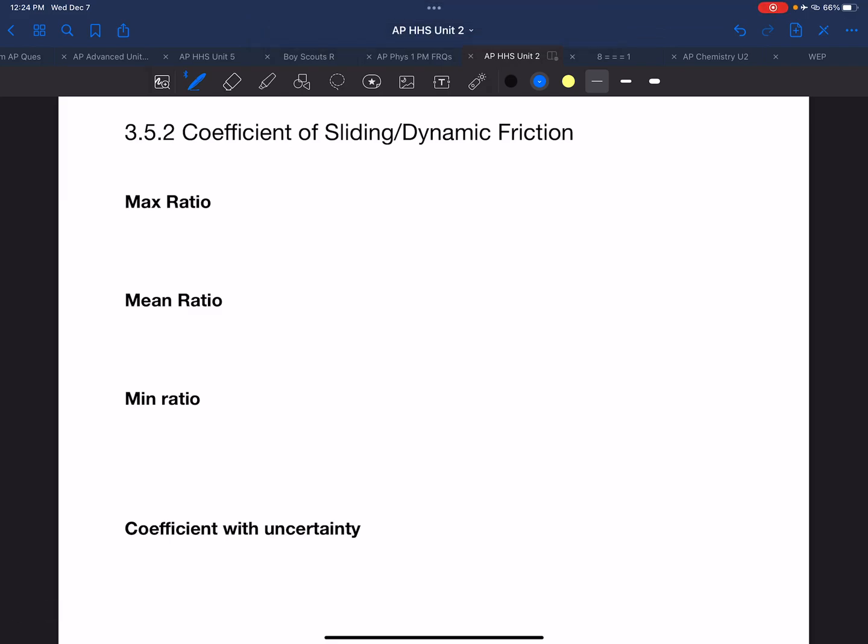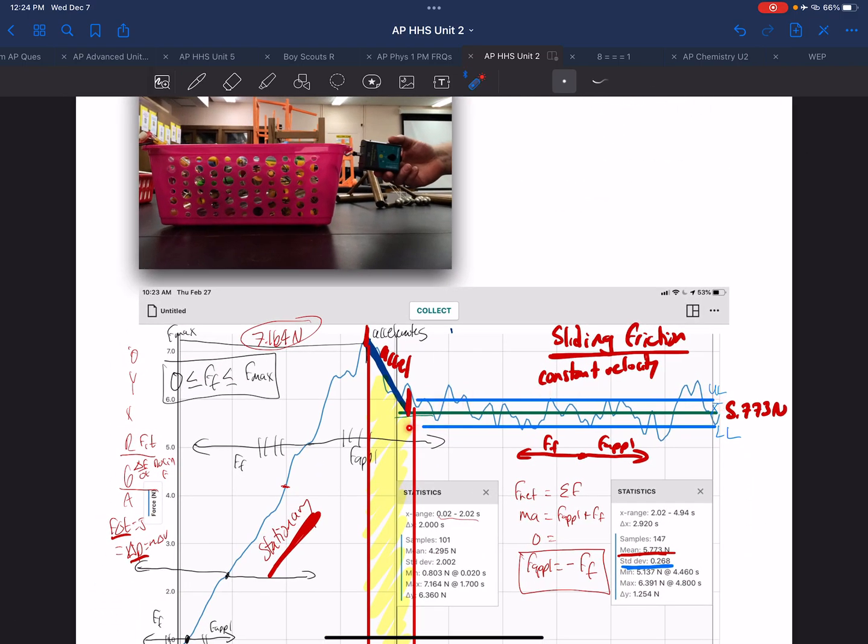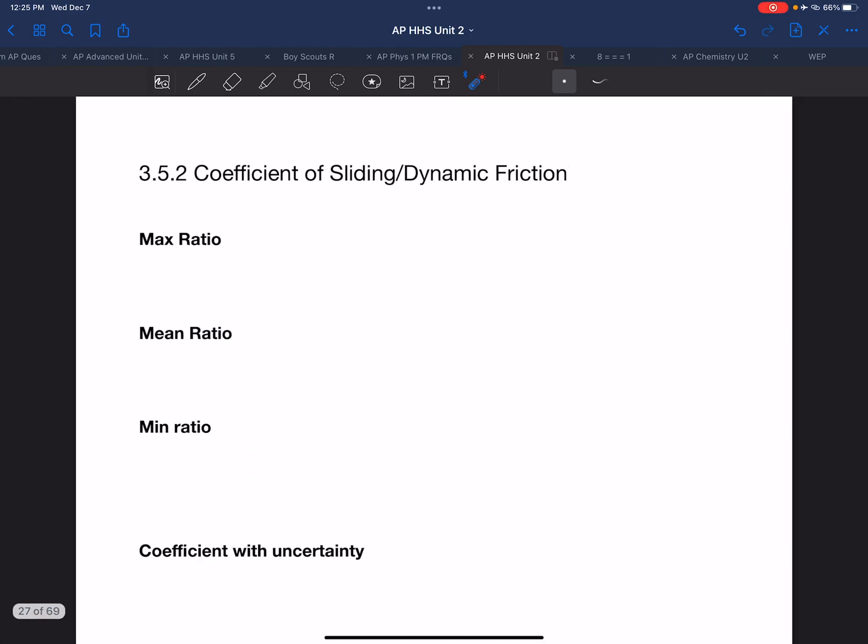In this next video, we're going to talk about the other type of friction. The other type of friction being the friction that occurred here when we were pulling it at constant velocity. And we said it was sliding. We had a mean value of 5.773 newtons. So I'll just write that for the mean value at 5.773 newtons.